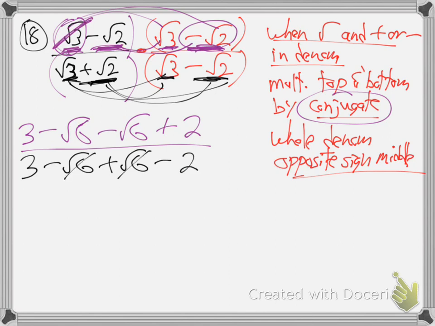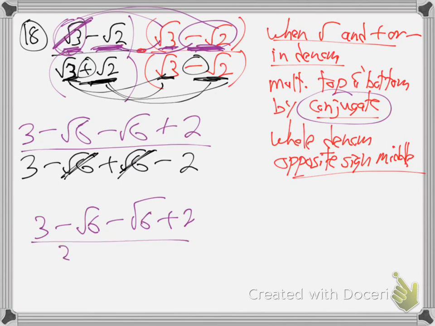Notice these cancel. See how we're getting rid of all the roots in the bottom? That's why we use the opposite signs. That makes sense? When you have plus, you use minus. That way you get one positive and one negative root, and the roots disappear from the bottom. Okay, so where does that leave us? We have 3 minus root 6 plus 2, all over 3 minus 2. Well, that's just 1 on the bottom.